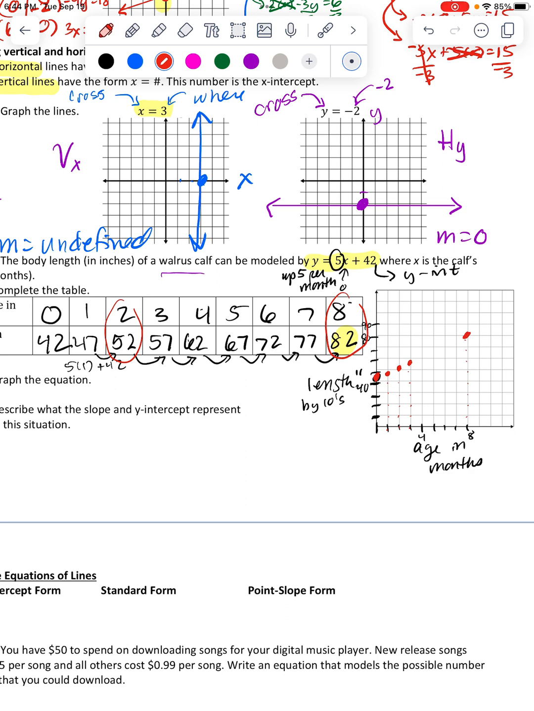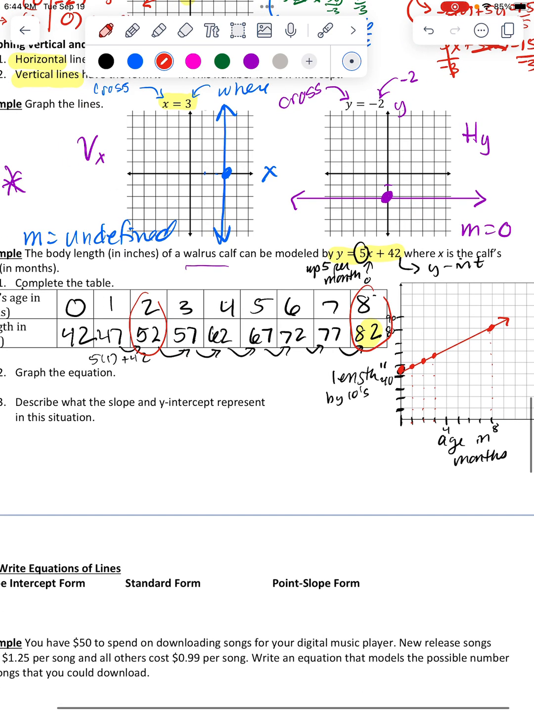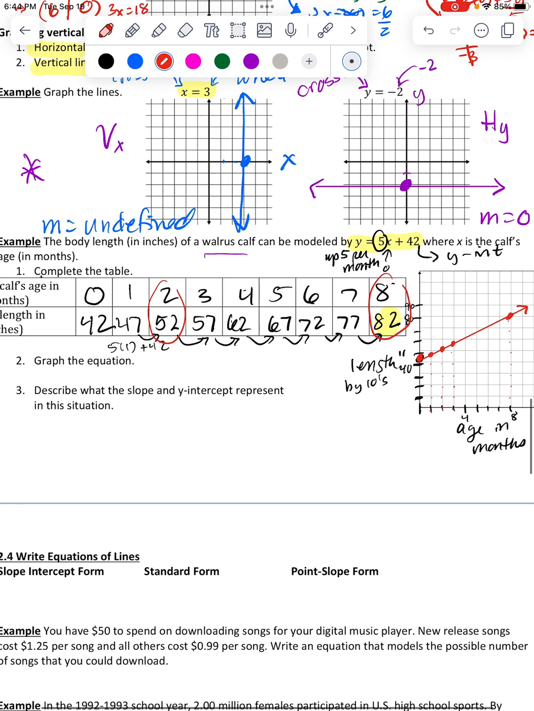So I don't have to necessarily plot every single dot, but if I did, they're going to kind of go like that. Now, is it going to go up forever? Do they never stop growing? No, but the data that I have goes to that point. So it's going up 5 inches for every month over.